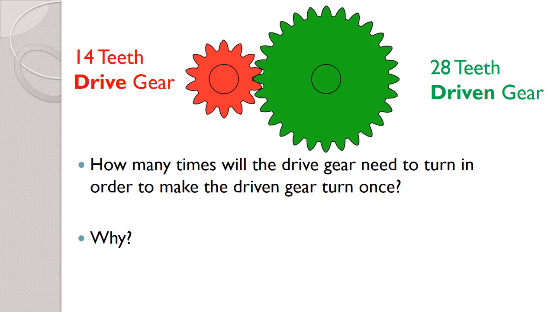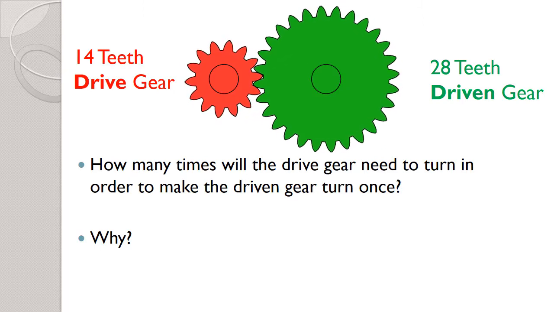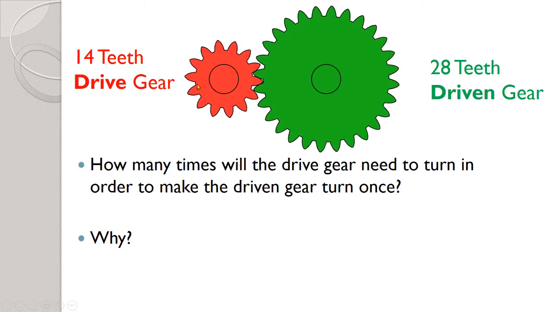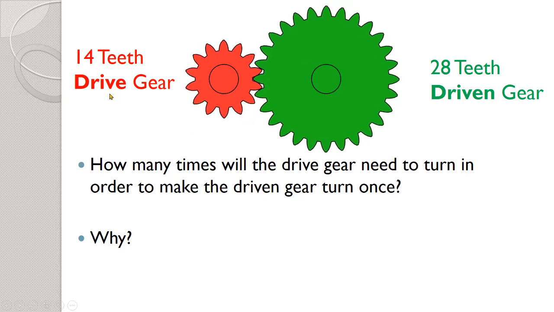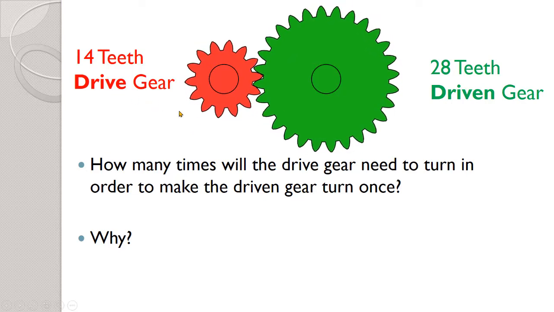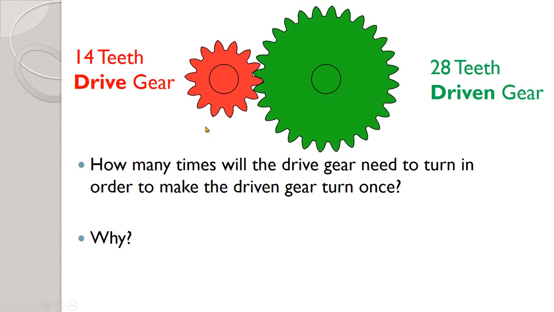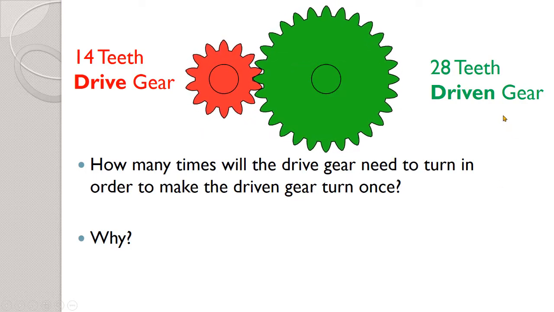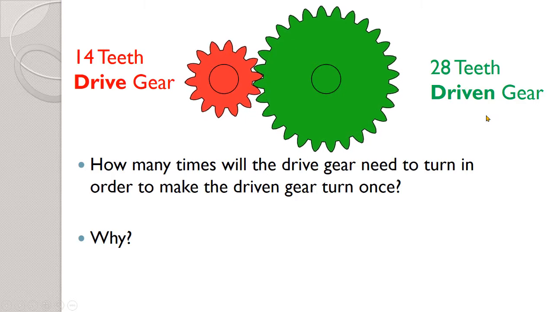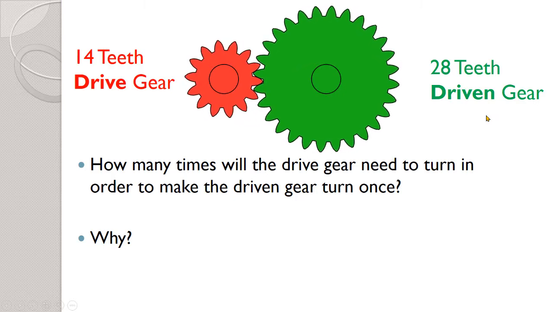So for starters, you've got a couple of gears shown right here on your screen. The little gear has 14 teeth on it. That's the drive gear. That's the one that's providing the power in this case. And the green gear has 28 teeth. It's the one that's receiving the power, so it's being turned by the red one.